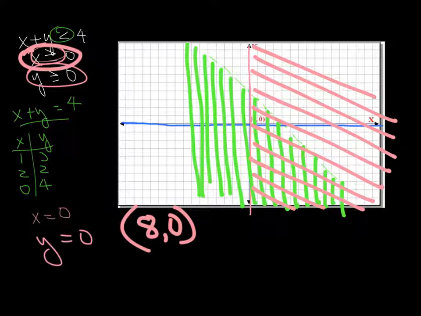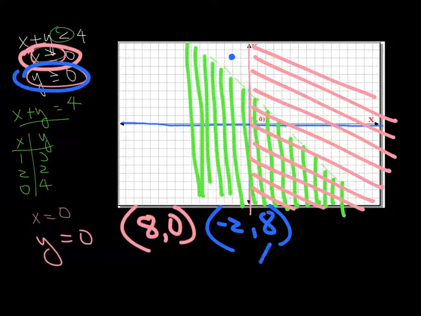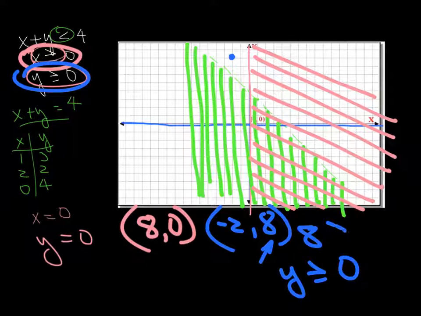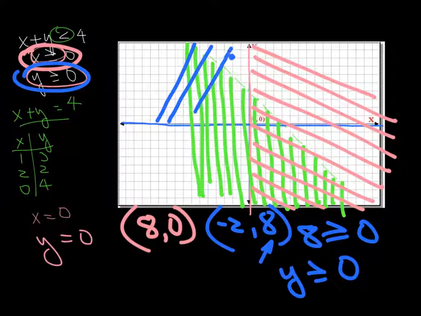Okay, now let's look at this one. Let's pick a number above the line. So let's pick a number like right here. That's negative 2, 2, 3, 4, 5, 6, 7, 8. Alright, so if y is 8, is y greater than or equal to 0? Is 8 greater than or equal to 0? Yes, it is. So that means everything above the blue line is a solution here.